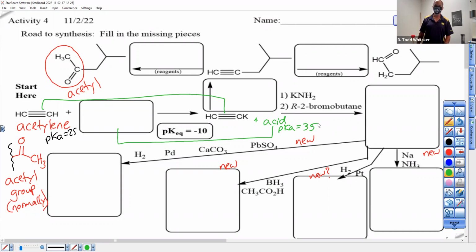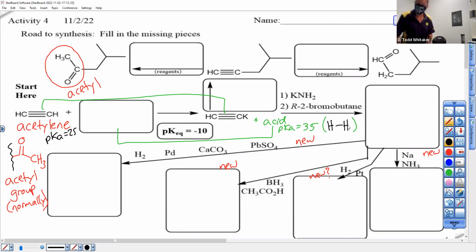How do you figure out pKeq if you have the two pKa? The one on the left, which is 25, minus X, the one on the right, equals -10. It's right in the middle. The only number that works is the 35. There's only one acid with a pKa of 35. What is it? H2. So I need the conjugate base of H2 in the box.